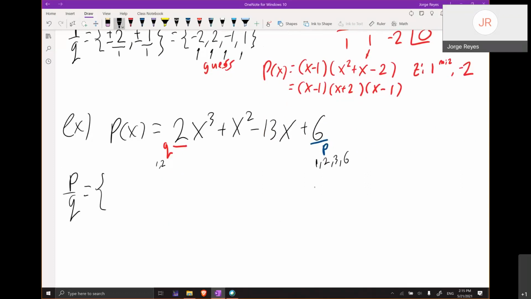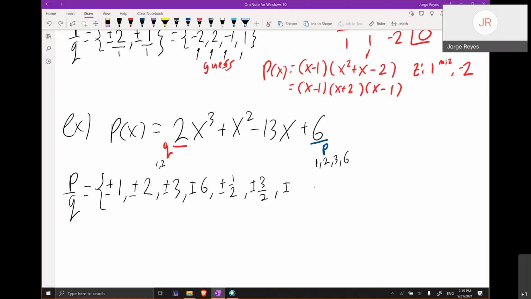So p over q is every combination of that. So I have plus minus 1, plus minus 2, plus minus 3, plus minus 6, but also plus minus 1/2, plus minus 2 over 2, but that's 1, so we don't even write that one down. 3 over 2, that one's new. And then plus minus 6 over 2, but that's 3, so we don't write that one down.